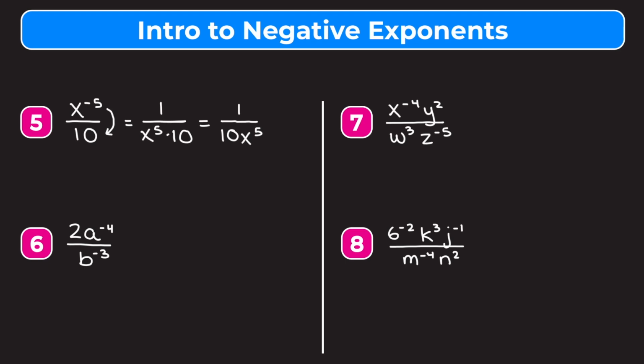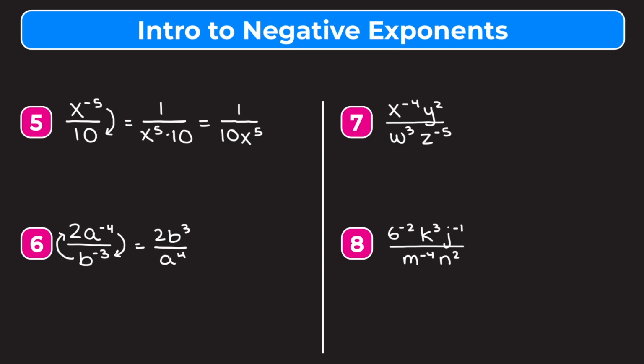Taking a look at example 6, we have 2 times a to the negative fourth over b to the negative third. This 2 is not being raised to a negative exponent, so it's going to stay where it is. But the a is being raised to a negative fourth, so we're going to move it to the bottom of our fraction. The b is being raised to a negative third, so we're going to move that to the top. On the top, we still have our 2, and now we have b to the positive third. And on the bottom, we're going to have a to the positive fourth.